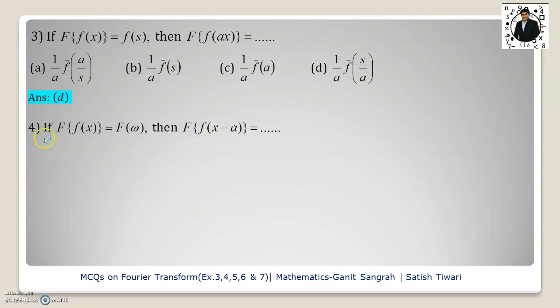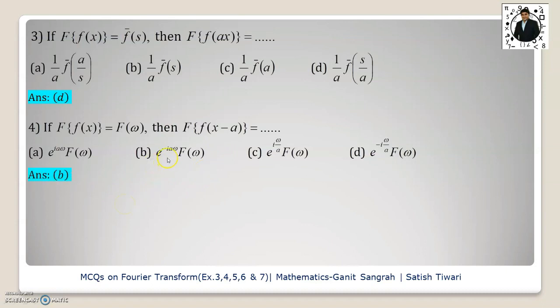Example number 4. If Fourier transformation of f(x) is given as F of omega, then Fourier transformation of f(x minus a) equals to. Now this is the shifting property. If you compare here, we are having f bar of s and here it is F of omega. So here the variable s is used and here the variable omega is used. Change of variable does not affect the Fourier transform. So it is nothing but the shifting property. If you know it, you can have the answer very easily. Among these 4 options, option B is correct here. It is e to the power i a omega into F of omega.